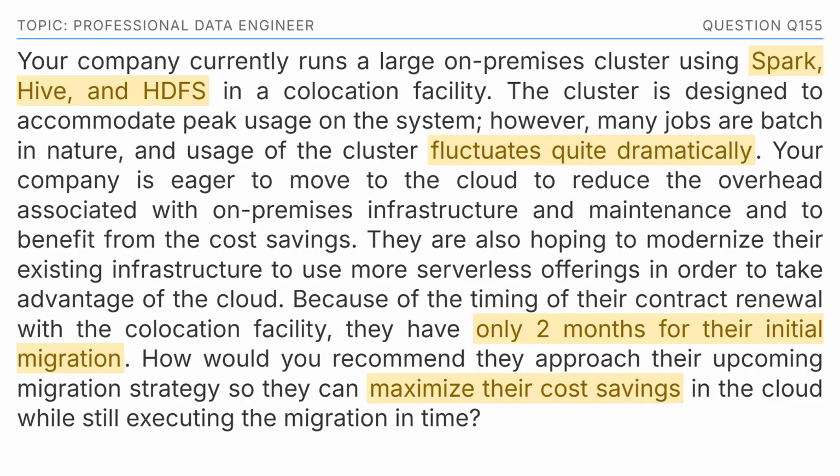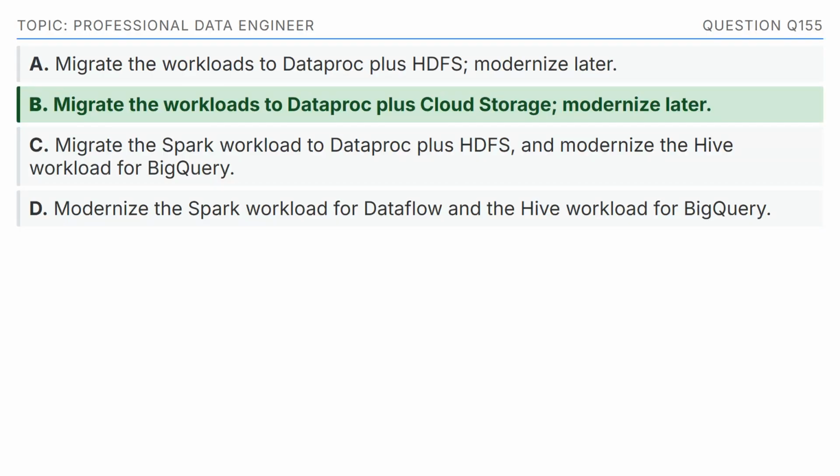To arrive at the correct answer, we focus on the keywords: Spark, Hive, and HDFS, fluctuates quite dramatically, only 2 months for their initial migration, maximize their cost savings. The correct answer is option B, migrate the workloads to Dataproc plus cloud storage, modernize later.